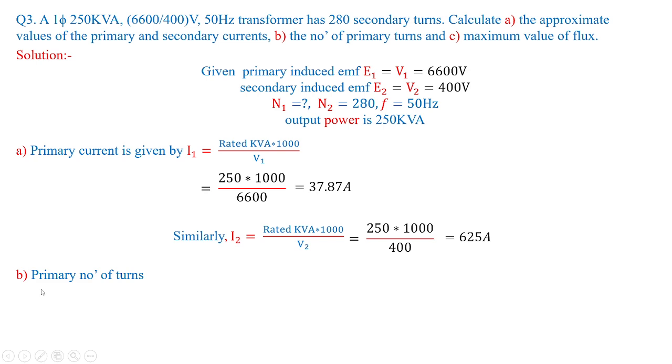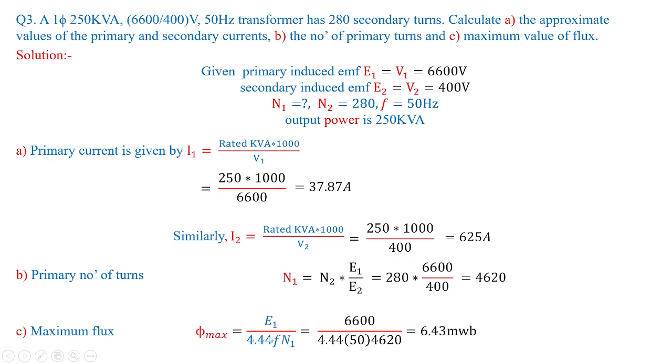Fine. The number of primary turns can be given from the turns ratio: N1 is equal to N2 multiplied with E1 by E2, which is obtained to be 4620. Now you can see N1 is again greater than N2, so as I told you, it's a step down transformer. Now to calculate the maximum flux, we have the formula E1 by 4.44 multiplied with F and multiplied with N. With this, the value is obtained to be 6.43 milliwebers. So this is how the questions are framed under the same equation, the EMF equation of the transformer.